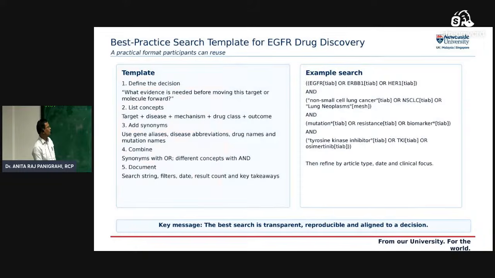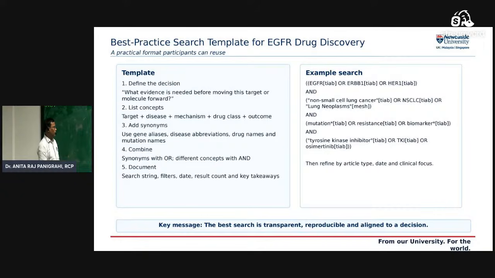No, next one. Okay, template: define the decision, what evidence is needed before... Okay, list concepts. Of course, I'm also going to share the PDF documents of this one later. Okay, and the information that is there in your workbook, and also this one you can add. Okay, combine synonyms, document. Okay, and this is the example search.